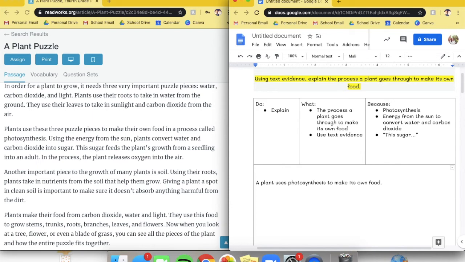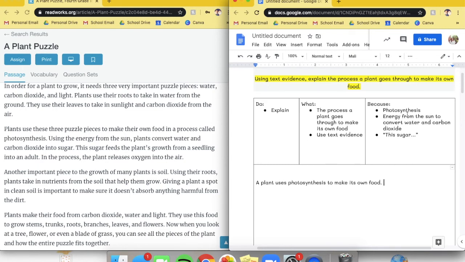Now, I am using my own words. I am not using words exactly from the text. I'm using words that the text gives us, but I am not copying and pasting them. If you copy and paste your answers, you automatically get a 0. All right? So I want to make sure I'm taking what the article gave me and putting it in my own words. I still want it to sound nice. I don't want to just write photosynthesis, make its own food. I want to make it sound good, like an actual response, but I need to use my own words.